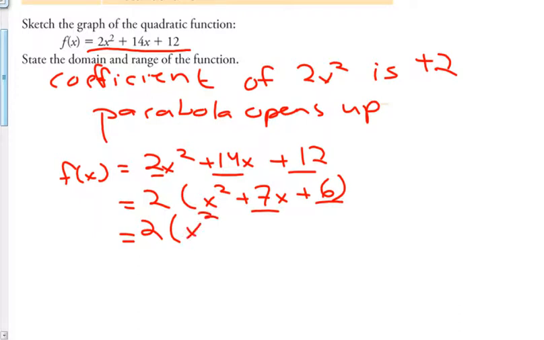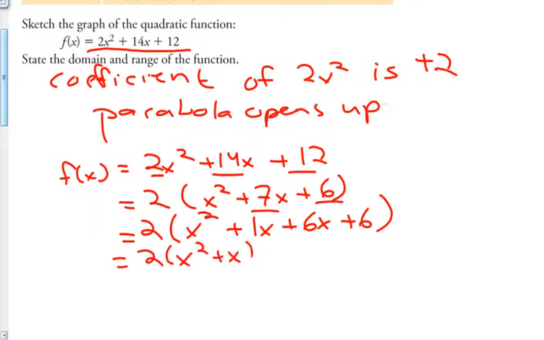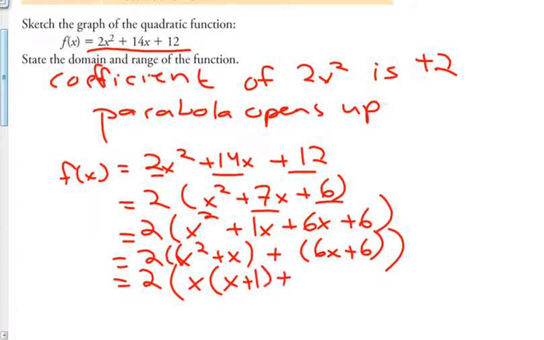x squared plus 1x plus 6x plus 6. Then I can group the first two terms, and I'm going to group the last two. Next, I'm going to pull out my common factors. I can take out a common factor of x, so that this turns into x plus 1, and I can take out a common factor of 6, so that this turns into x plus 1.